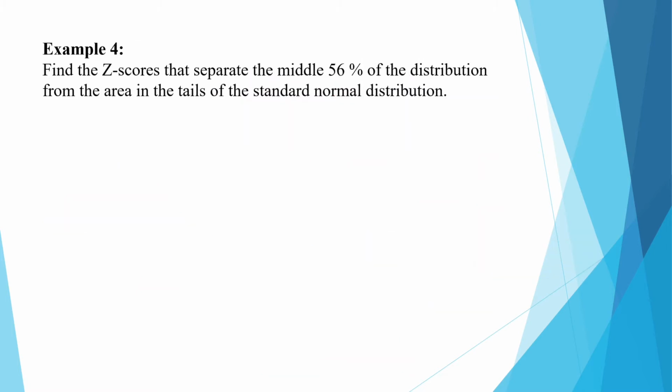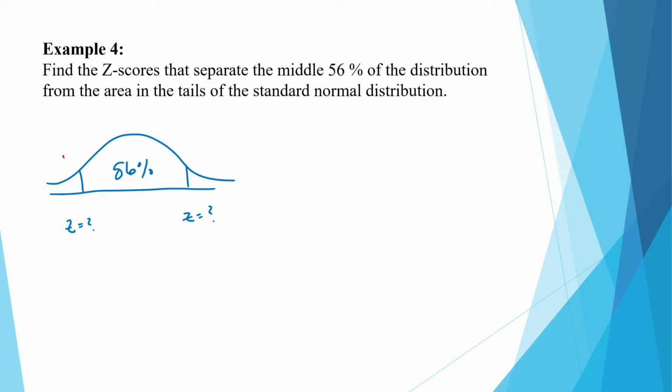Example 4: I want to find the z-scores that separate the middle 56% of the distribution from the area in the tails of the standard normal distribution. In this problem, we're looking for the z-scores that separate the middle 56%. And remember, our distribution is symmetric, so we're going to have it right in the middle. We're looking for two z-scores, not just one.